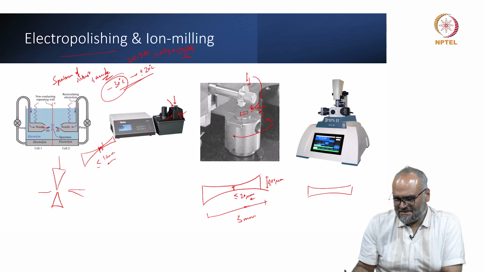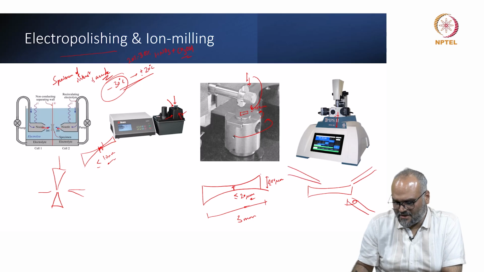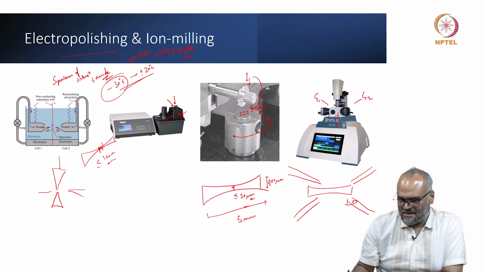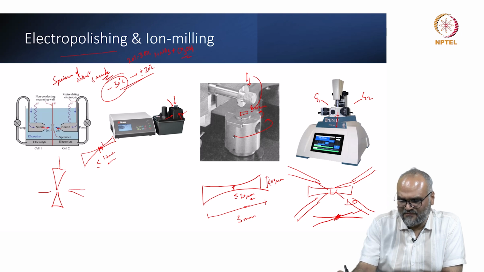if this is suspended on a rotating stage inside this chamber, I can shoot ions from the top and the bottom if you have a dual gun system. So here are the two guns, and when a beam of argon ions is impinging on the surface, I start forming a hole here, and like I showed in the electropolishing system, the thickness goes down further and further, and I form a kind of a wedge shaped specimen with a hole at the center.